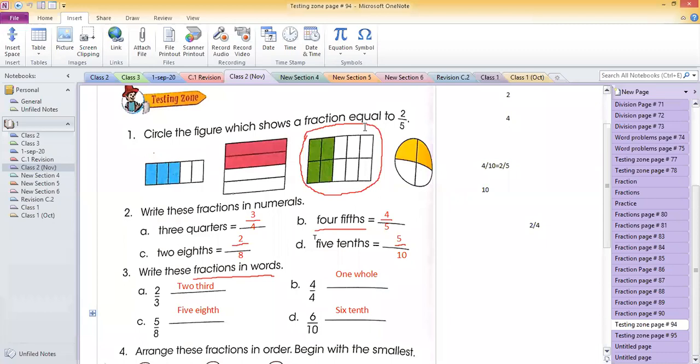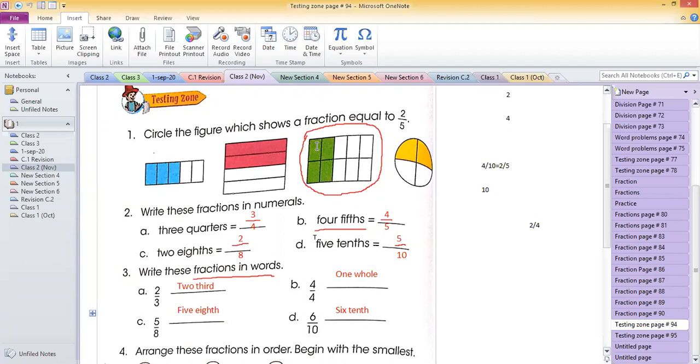Here we had to circle the figure which shows a fraction equal to 2 over 5, right guys? We checked, and there was not 2 over 5, but there was 4 over 10. So we get to know that 4 over 10 is also equal to 2 over 5. If you divide this picture into 5 equal pieces, the portion will be the same for 2 over 5. Let's suppose this is the 1 part, 2 part, 3 part, 4 part, and there are 5 parts. So 2 over 5 will be the same as 4 over 10.